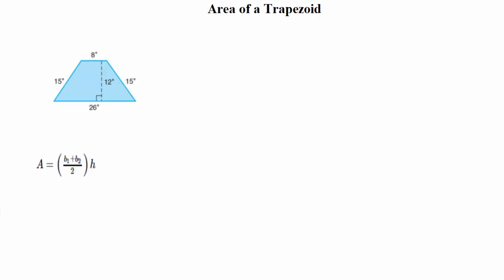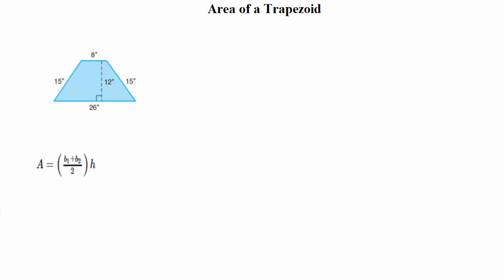So the area of a trapezoid is equal to base 1 plus base 2 divided by 2, and then we're going to multiply that by the height. So first things first, we need to make sure that we have the pieces of information we need to plug in. So we need to figure out what is base 1, what is base 2, what is the height. Okay, starting with your bases.